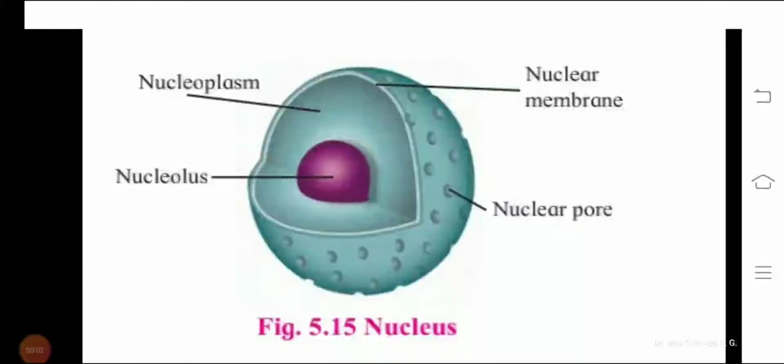Today our topic of discussion is the nucleus, in which we are going to see its structure in detail. The structure of the nucleus of a eukaryotic cell becomes more distinct in the non-dividing cell, or during interphase. Means during interphase, we are able to see the nucleus very clearly.